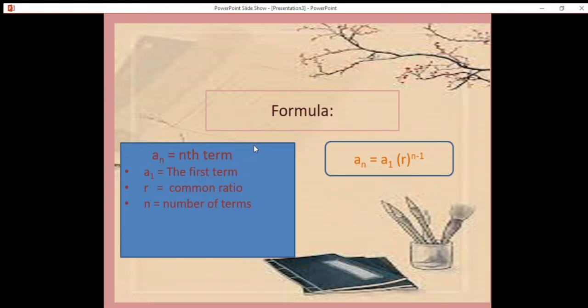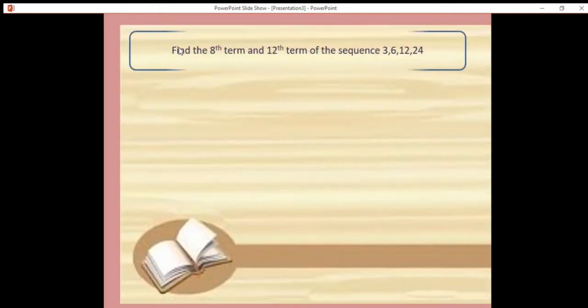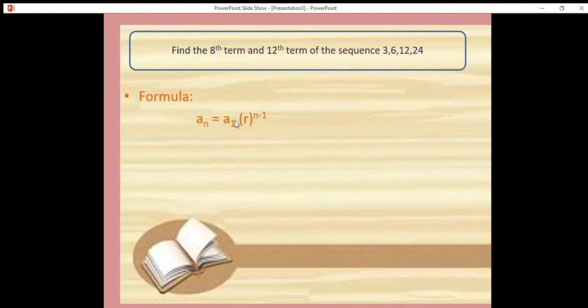Now, let's use this formula to solve this problem. Find the 8th term and 12th term of the geometric sequence 3, 6, 12, and 24. First, we need to understand the problem. Second, write the formula. And third, find the common ratio of this sequence. So, r is equal to a sub 2 over a sub 1, which equals 6 over 3. 6 divided by 3 is equal to 2. So, the common ratio is 2.